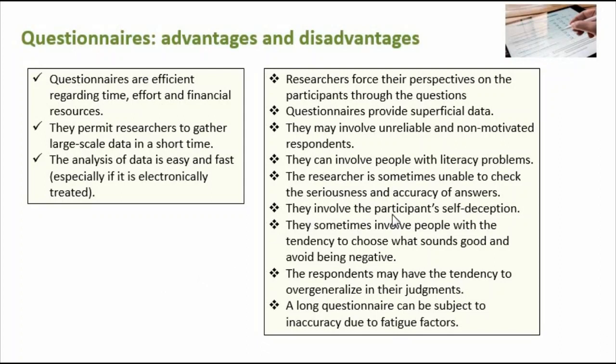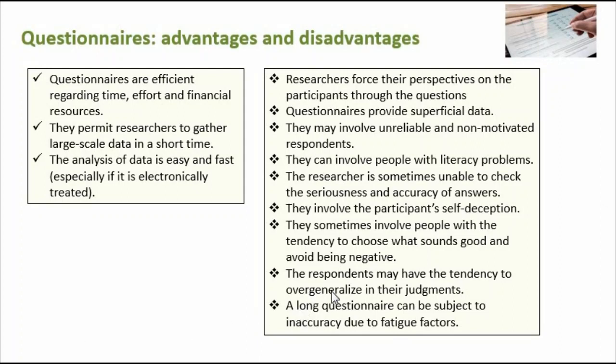Questionnaires also involve the participant's self-deception. That is to say, seeing the world the way the respondent wishes it, rather than the way it is in reality. Another weakness in using questionnaires or written questions is that the respondents sometimes have the tendency to choose what sounds or seems good and avoid being negative. Here they try to please the researcher. This happens especially when they talk about their behavior or when they talk about their attitudes.